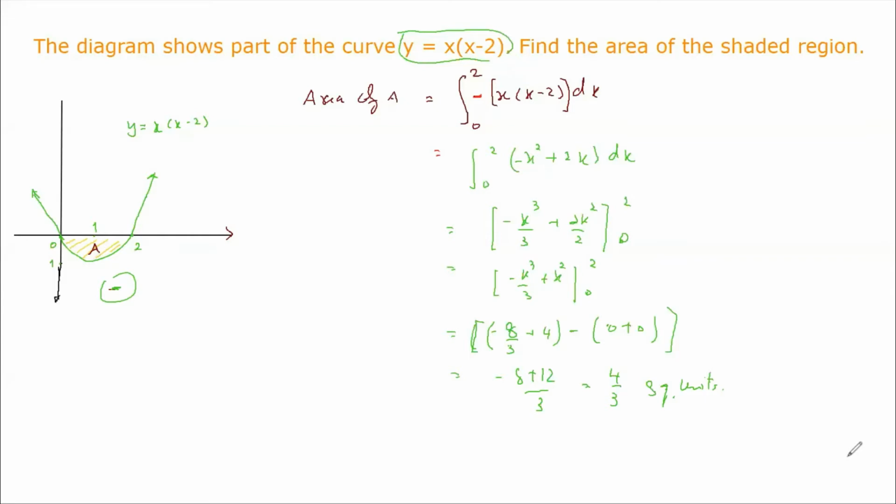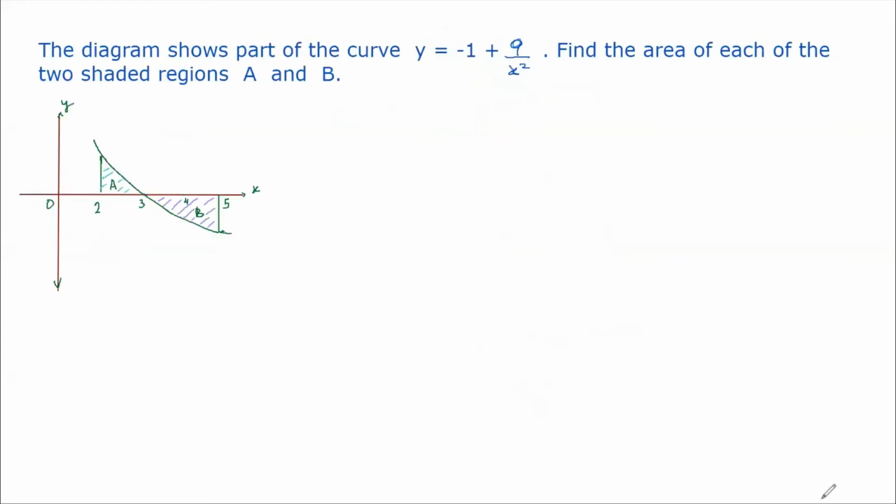Hopefully this may be the last example. Okay, this one. The diagram shows part of the curve. Now, this curve is y equals minus 1 plus 9 over x squared. Find the area of each of the two shaded regions A and B. So this one, region A is the blue color, and the purple color is area B. Similarly now, the area above the x-axis is going to be plus. So the bottom one should be minus.